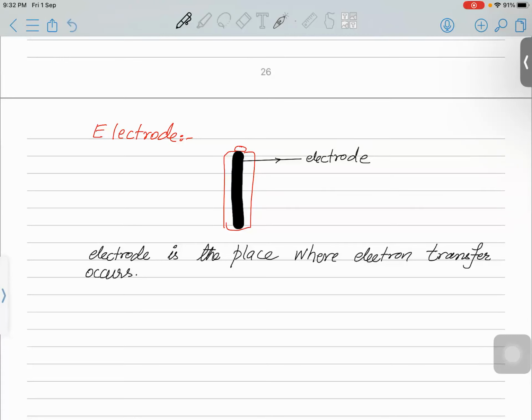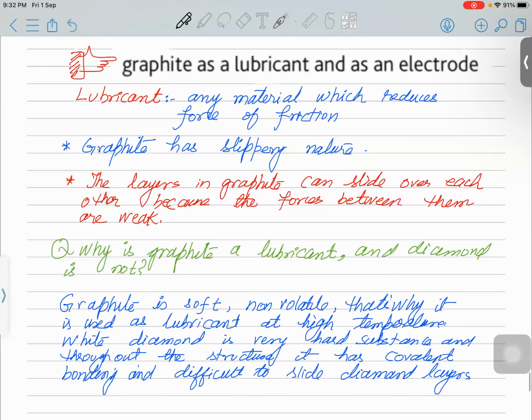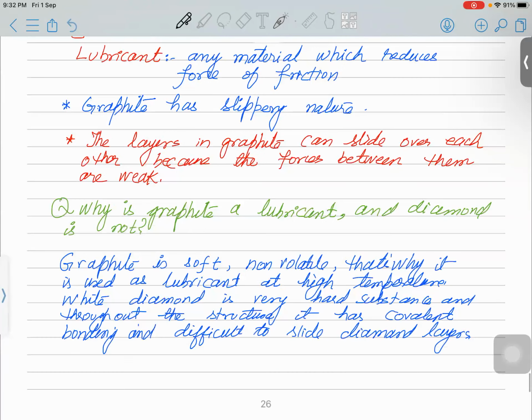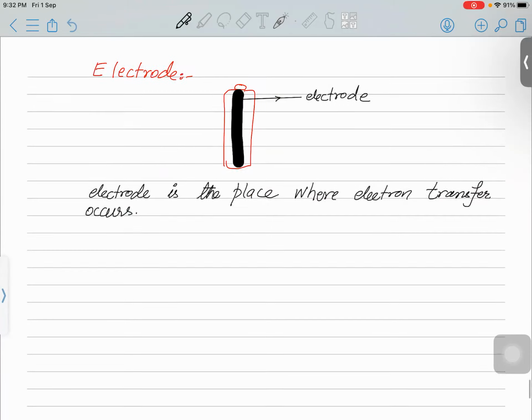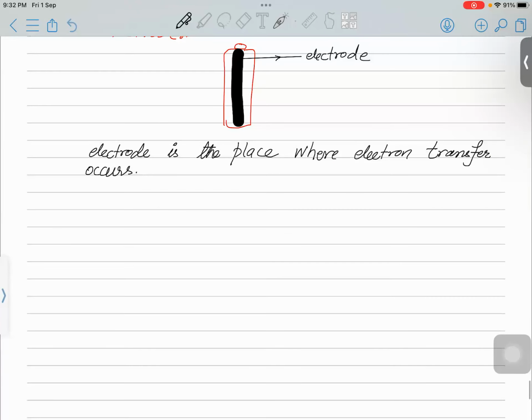Now, can anyone tell me why graphite is used as an electrode? Sir, graphite is used as an electrode because it has a delocalized electron. It is free to move, so it means that graphite is a good conductor. Very, very good.